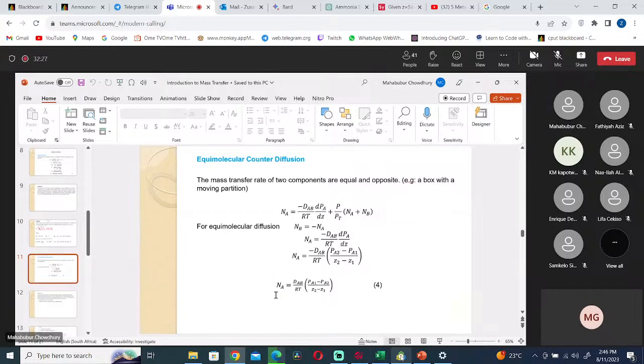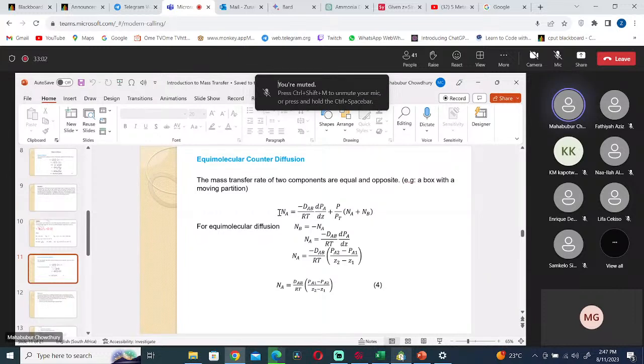NA equals DAB over RT multiplied by PA1 minus PA2 over Z2 minus Z1. Please write it down for me. For equimolecular counter diffusion, it is NA equals DAB over RT multiplied by PA1 minus PA2 over Z2 minus Z1.